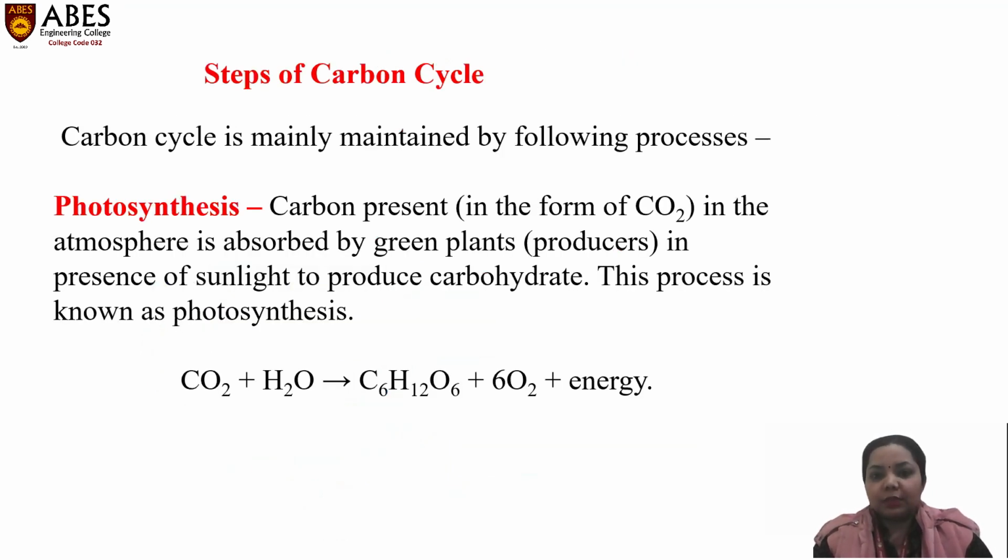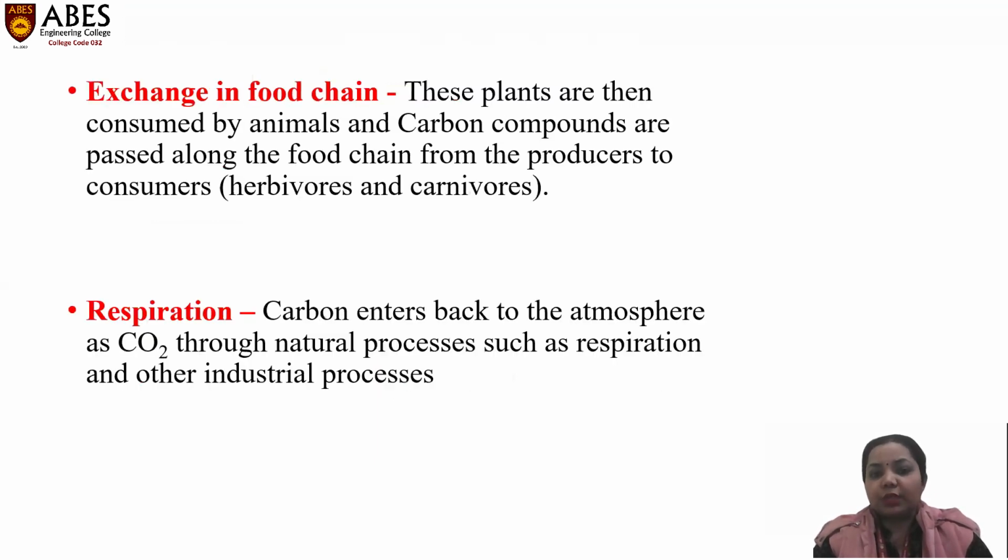So this carbon moves through the food chain in the form of organic carbon. So first step is photosynthesis, in which carbon dioxide is converted into organic carbon with the help of plant, and this process is called as photosynthesis. As we move through the reaction, carbon dioxide and water in presence of sunlight is converted into glucose and energy. This is the process of photosynthesis.